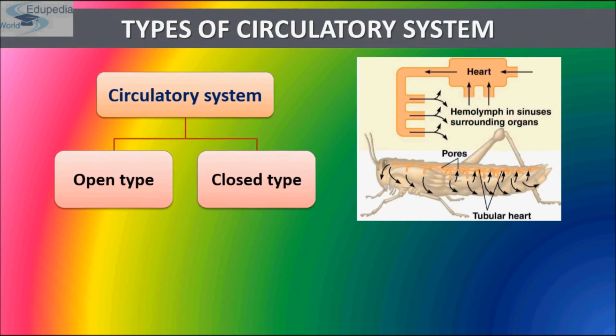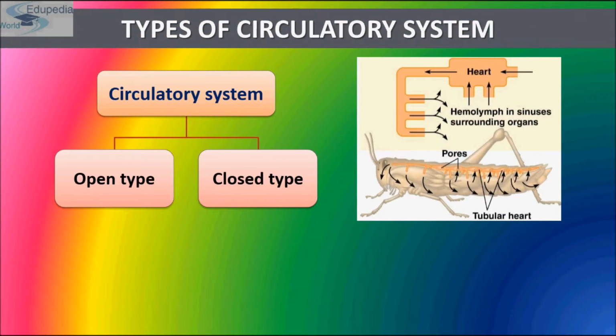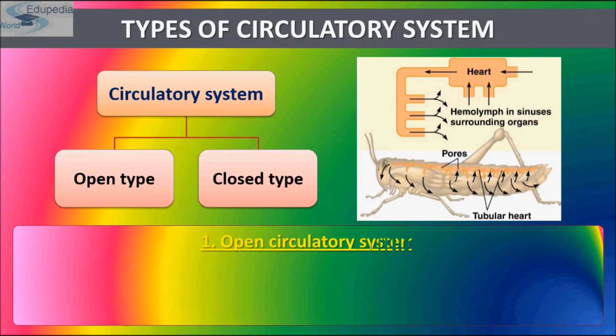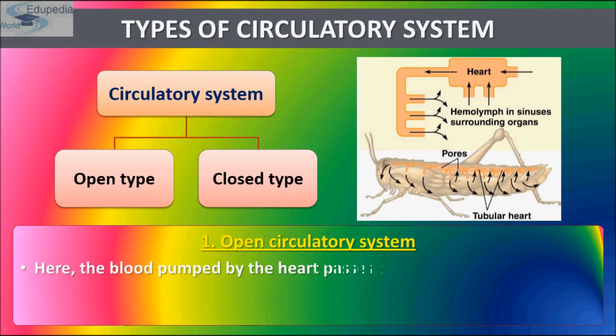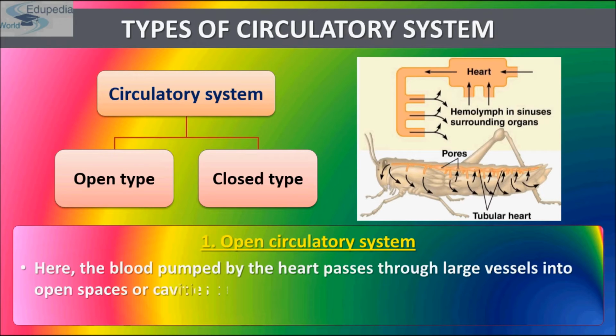First, we will study the types of circulatory system. The circulatory system is of two types, open type and closed type. Now what happens in the open circulatory system? Here the blood is pumped by the heart and passes through the large vessels into the open spaces or cavities, which we call sinuses. This is the characteristic of arthropods and molluscans.